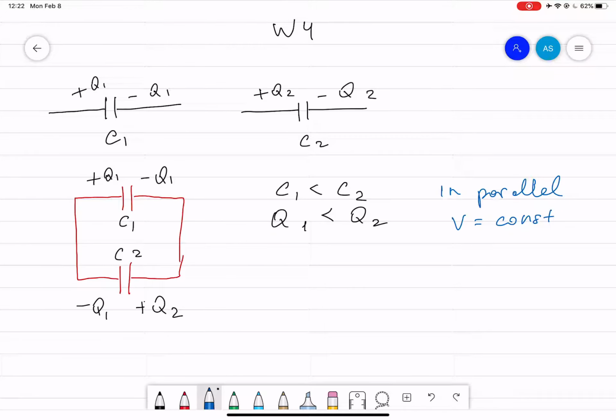Here we have two capacitors. C1 is smaller than C2, and Q1 is smaller than Q2. They are separately charged. As you can see in the first case, they're separately charged, and then they are connected to each other so that the positive side will connect to the negative side.